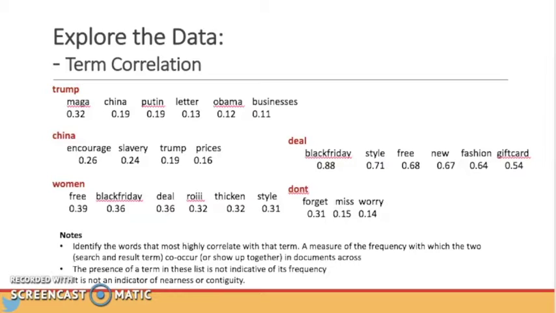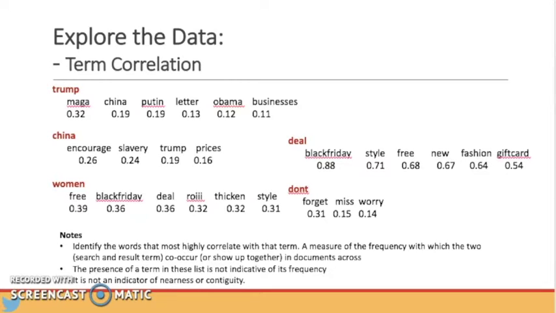Next, we explore the term correlation in tweets because we have some terms in mind that we are particularly interested in. So we would like to identify the words that are most highly correlated with that term. Take Trump as an example. MAGA is the word that co-occurs most with Trump, followed by China, Putin. And let's take a look at women. Free is number 1, followed by Black Friday and deal, which is very interesting and also makes sense because we know that women enjoy shopping and finding deals. This is a very interesting analysis because we could perform the same analysis on any words we are particularly interested in.